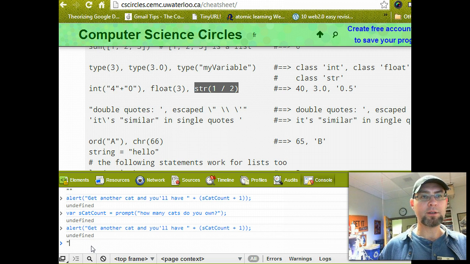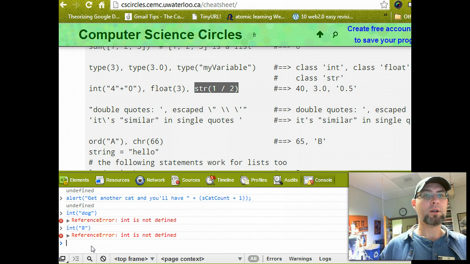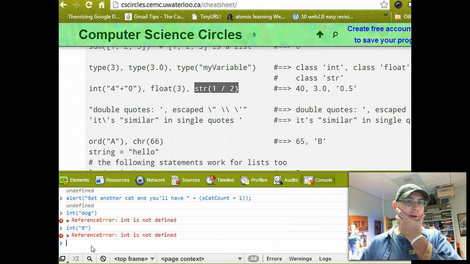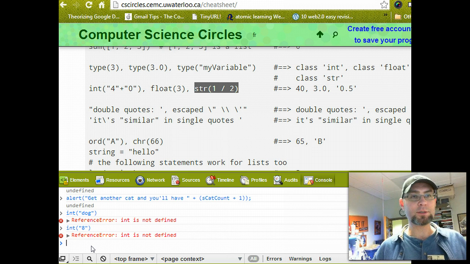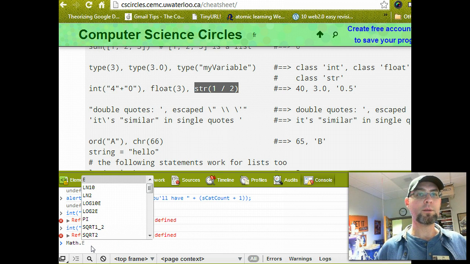If we take int dog, doesn't work. If we take int 8, well, oh wait, I gotta remember, I'm working in Python. This is not Python, this is JavaScript. So I have to figure out how to do the same thing in JavaScript. What about that Math thing? Math dot int. Let's see, that's not working.